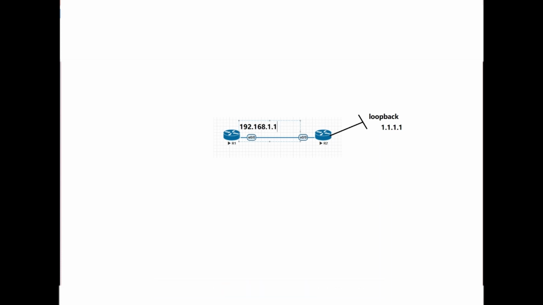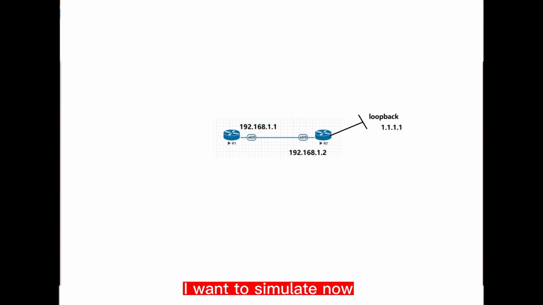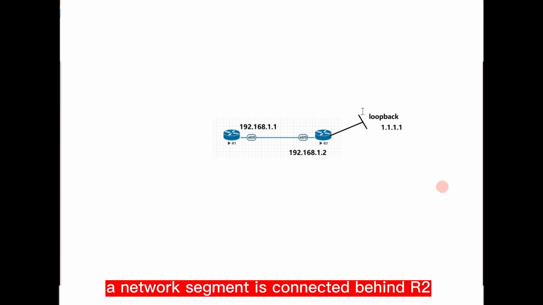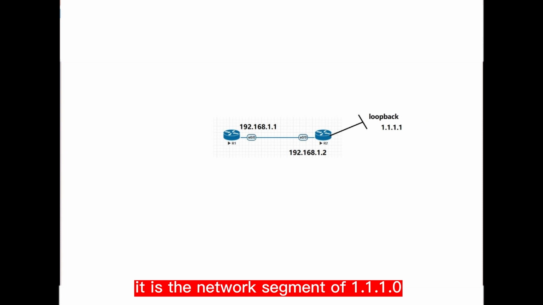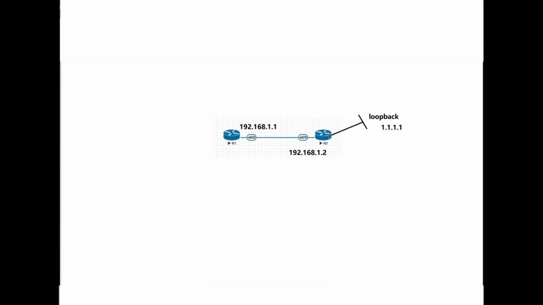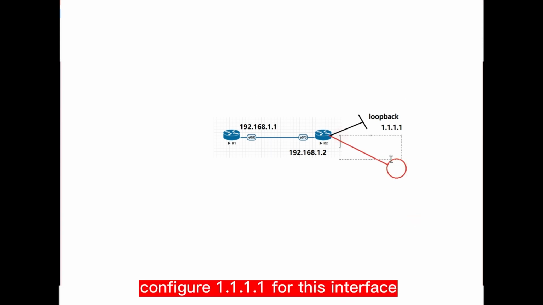192.168.1.1. On the right this is 192.168.1.2. I want to simulate now a network segment connected behind R2. It is the network segment of 1.1.1.0. There is a way: I can connect another router here. Configure 1.1.1.1 for this interface, and configure 1.1.1.2 for the peer.